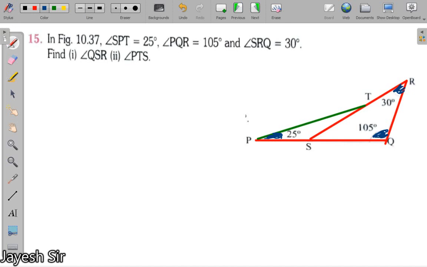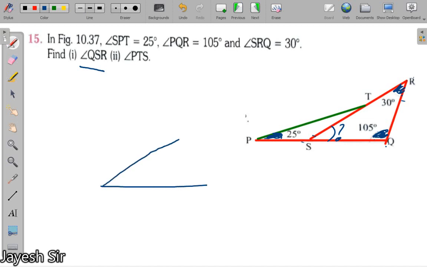First of all, you have to determine the value of angle QSR. QSR, that is this angle. So how can you determine the value of angle QSR? By using angle sum property in triangle QSR. Two of the angles are given, one angle is not given. Sum of all three angles is 180 degree. You can easily find out the value of angle S.